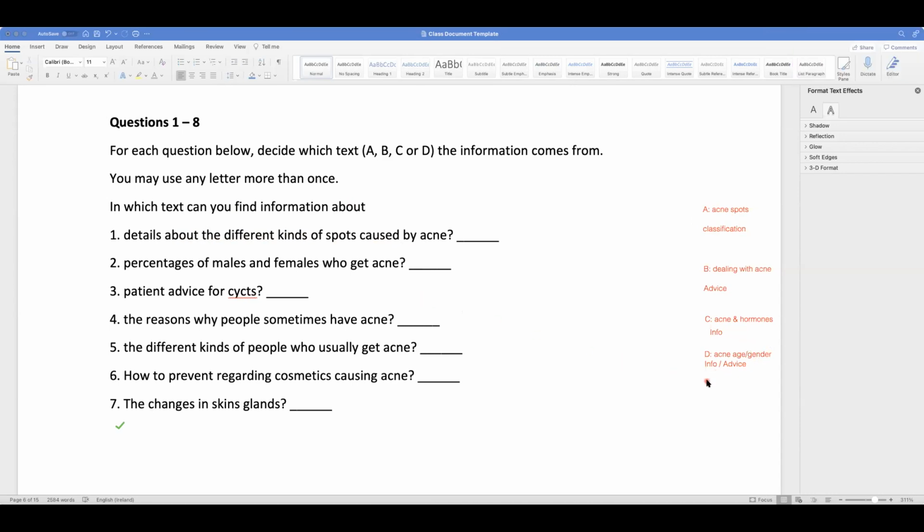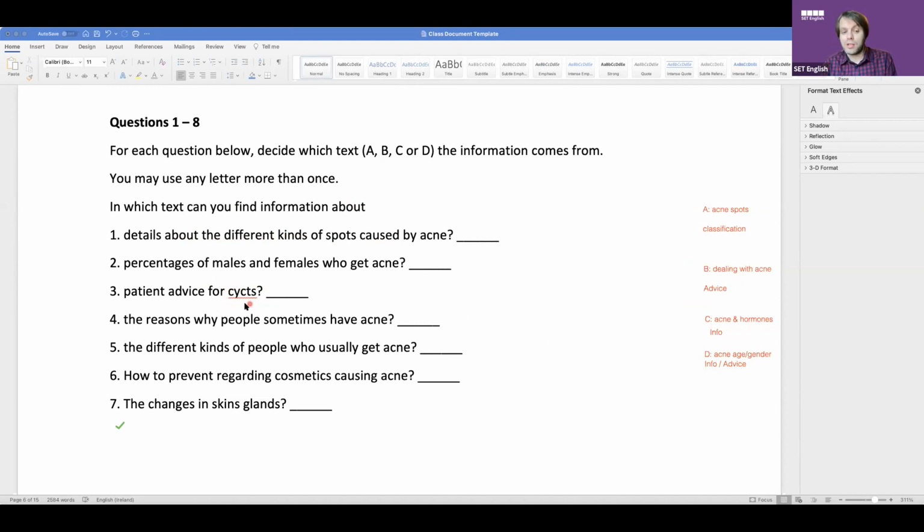Easy. What about this though? Patient advice for cysts. A. Yeah, why is it A? Because cysts is a type of spot, and I think cysts was there. You would have to check A and B though, right? Because this is also advice. But it's very easy, isn't it?